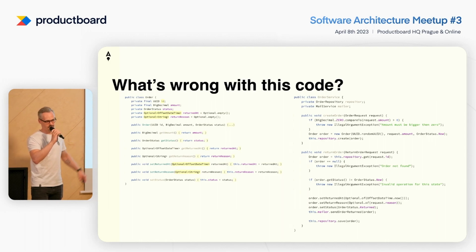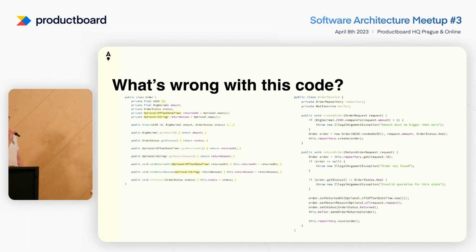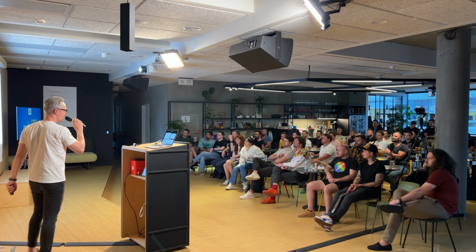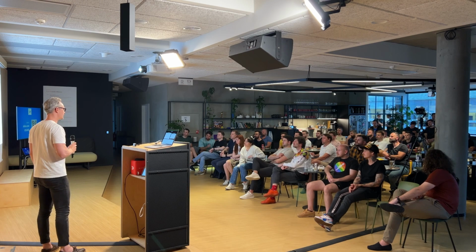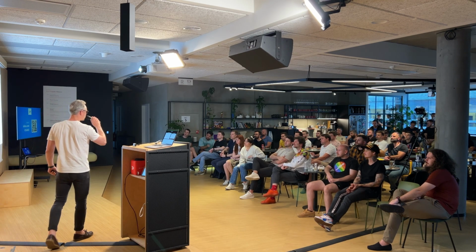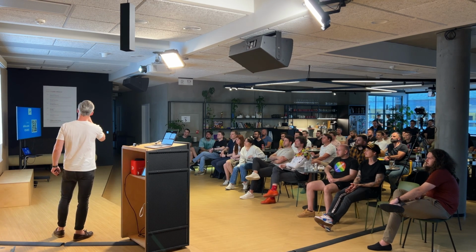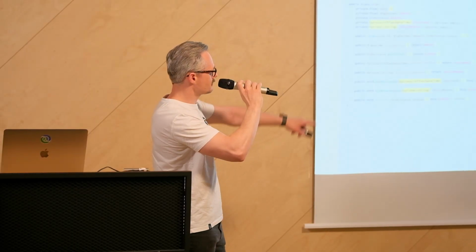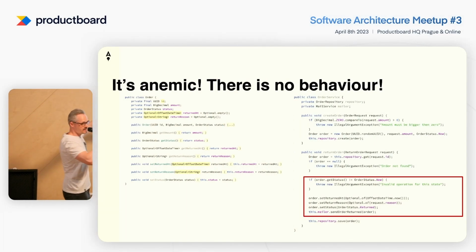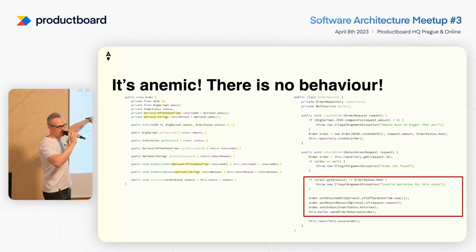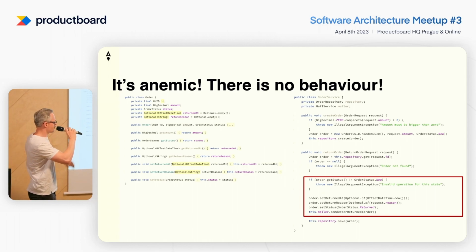But I don't like it. Any thoughts why? So the validation is part of, or okay. Yeah, that's true, but that's not the point. The point is that there is no behavior. That's just data structure. It's just a table. Your table in your relation database.